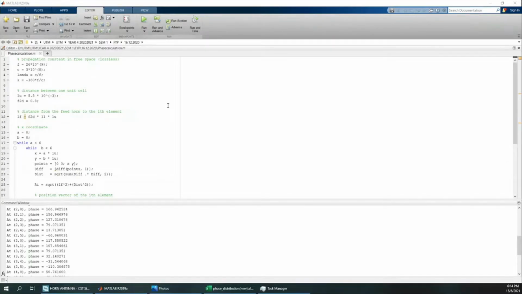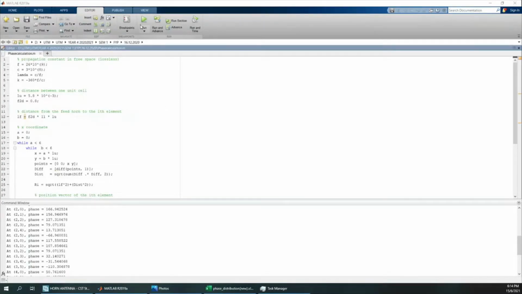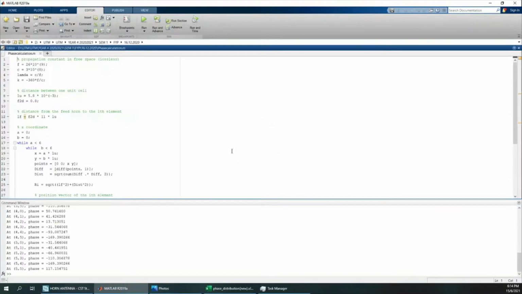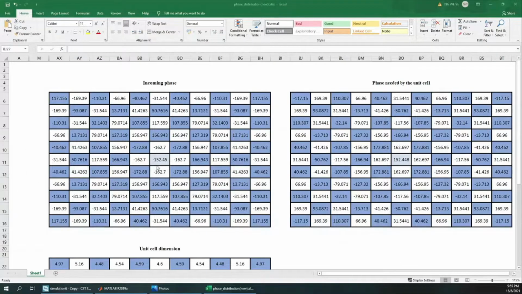MATLAB is used to calculate the phase distribution for 11 times 11 elements. Here is the coding. And here I'm going to run. And here will be the phase range, and I will tabulate this data in Excel. Here is the tabulated data for the incoming phase calculated using MATLAB for the 11 array.